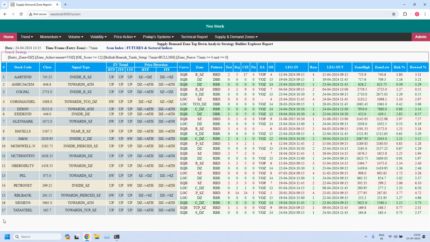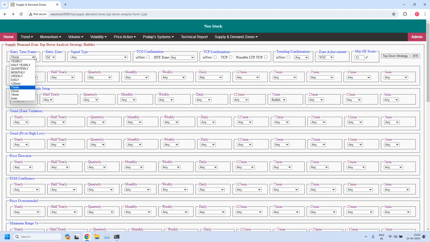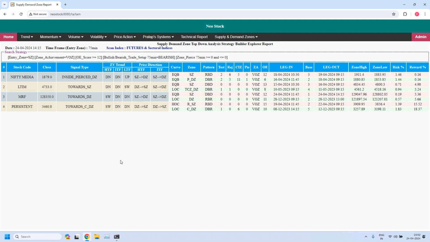Now let me generate bearish trade setup. So I'm going back to entry time frame 75 minutes. But for bearish trade setup entry zone should be supply zone. And in bullish or bearish trade setup at 75 minutes time frame, I'm selecting the value bearish. And the three filters we already set previously, we are using the same. Now let me generate the report. These are the 4 stocks currently supporting bearish trade setup.